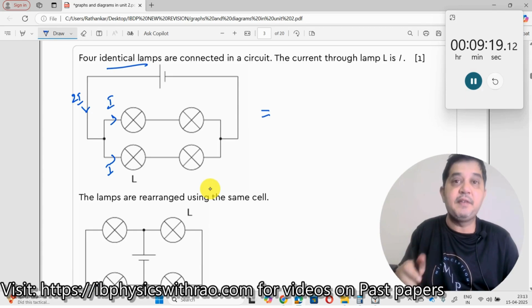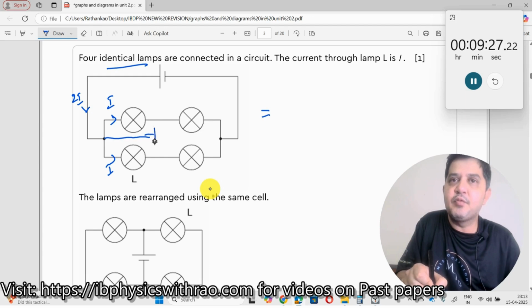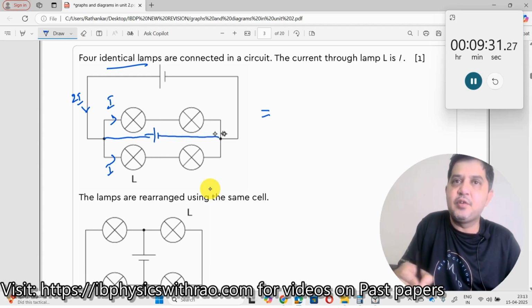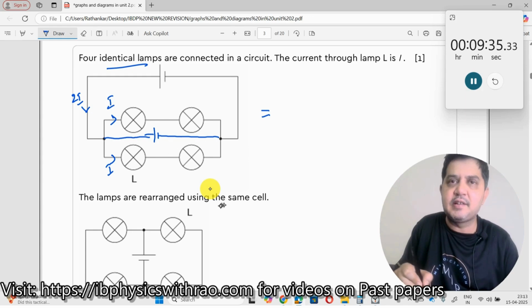Okay, because when we initially look at it, we don't get it, but let us understand what we do. I take this connection and put it over here. I can shorten the wire and put it over here, right? So therefore, I've got something like this.